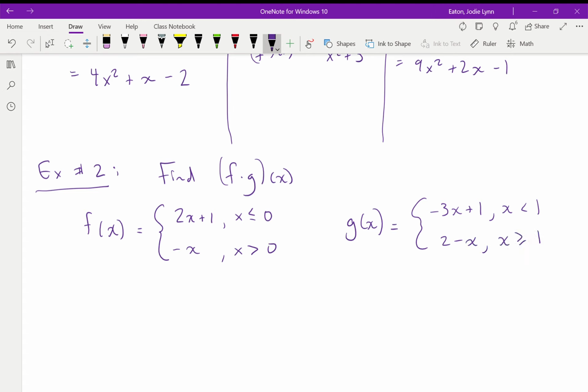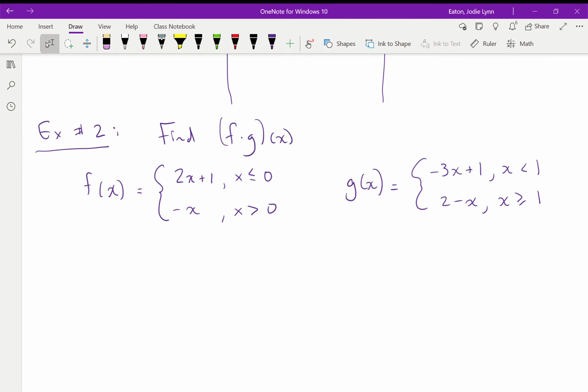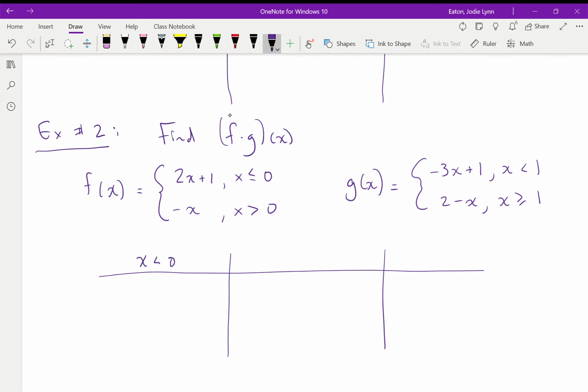Okay, so what we have is one function that's switching around at 0 and one function that's switching around at 1. So f times g is going to change at 0, and it's also going to change at 1. So we're going to need to write our product function in a piecewise fashion as well. So let's just take a look at what's happening in our different ranges. What happens when x is less than or equal to 0? What happens when x is greater than 0 but less than 1? And what happens when x is greater than or equal to 1? These are the three different ranges.